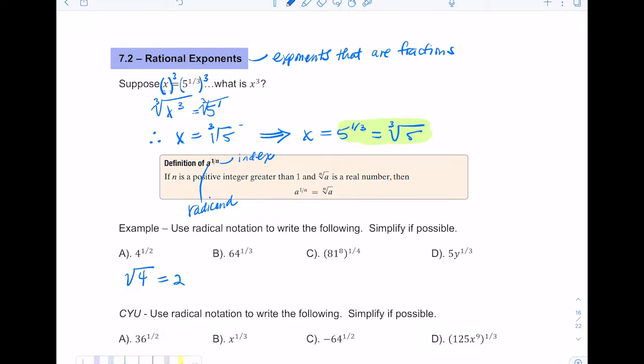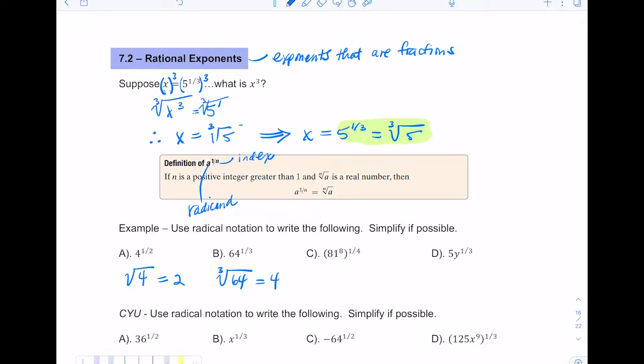As we learned up above, anything to the 1/3 power, if I was to rewrite it, is just a cubed root. So the 64 is your base, and then your root index is your 3. And we know that the cubed root of 64, or what number to the third power equals 64, would be 4.